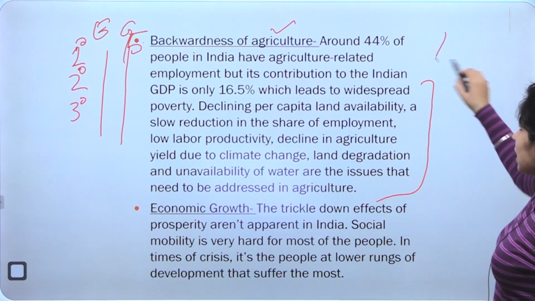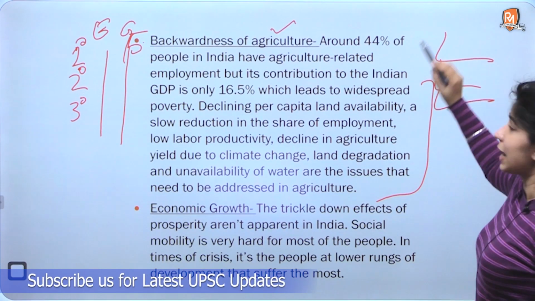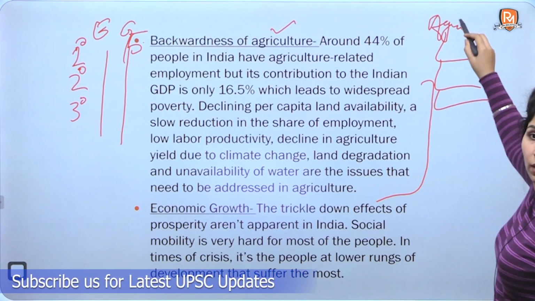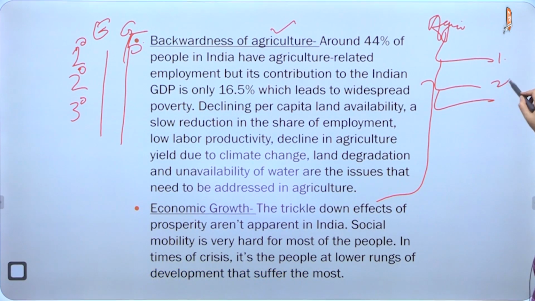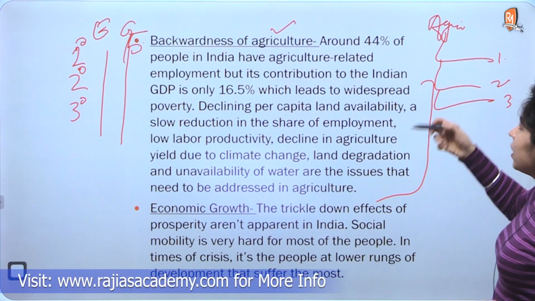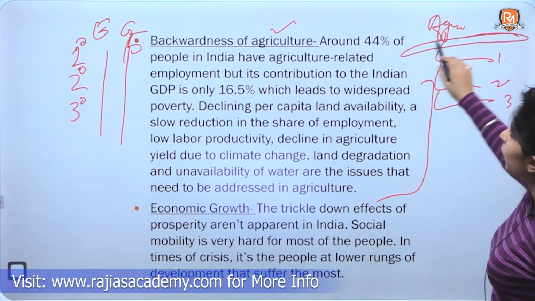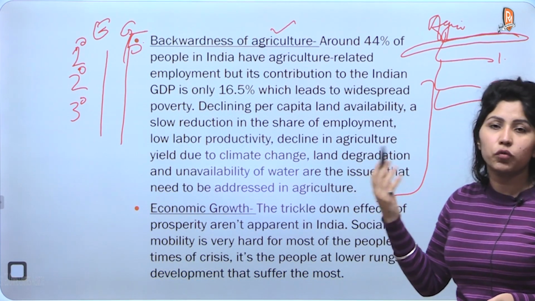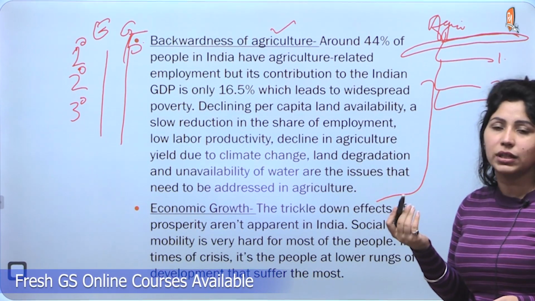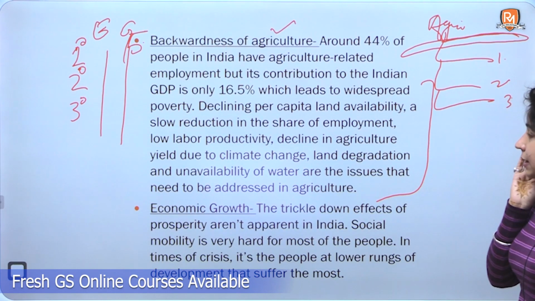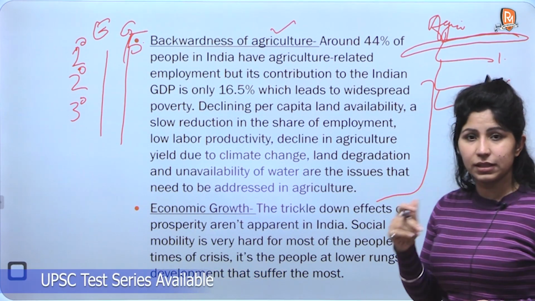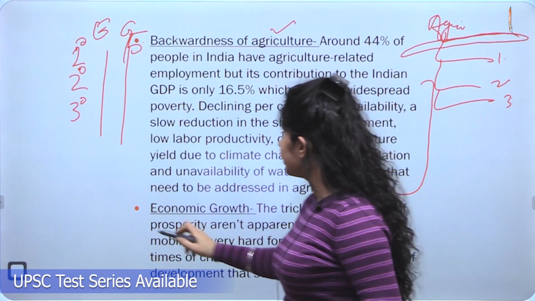Again, you can use this type of answer approach: write agriculture above and then write down 1, 2, 3 challenges associated with it, and also you can give the data points here on why improvement and development in agriculture is important. So this was about agriculture. Moving on to economic growth.